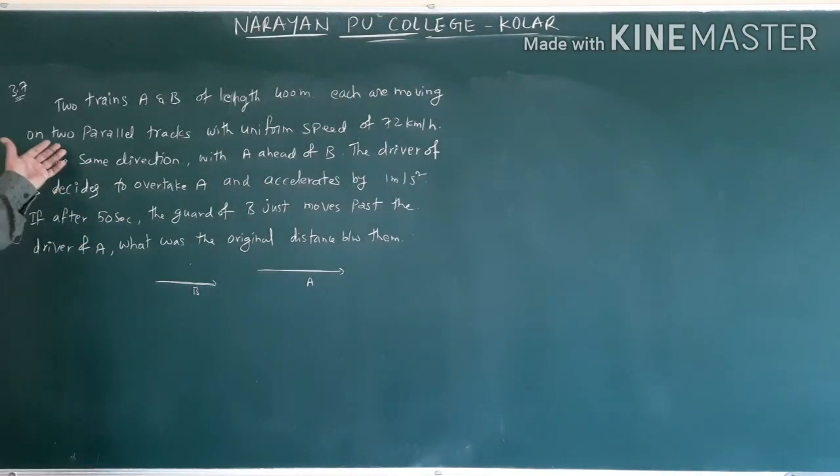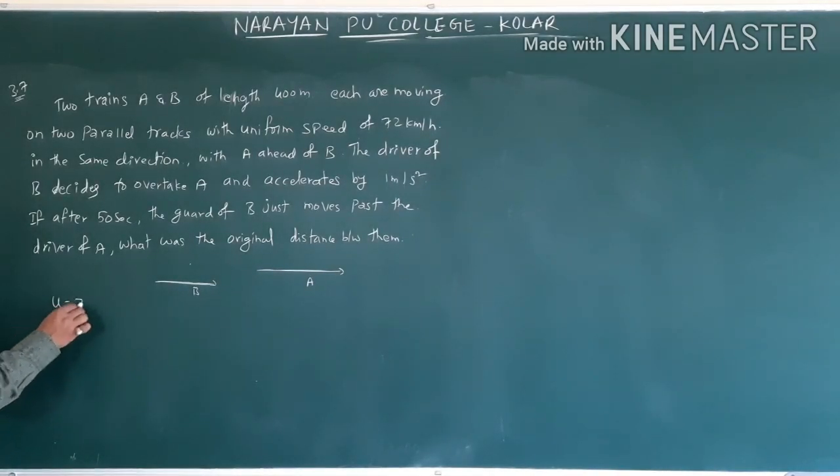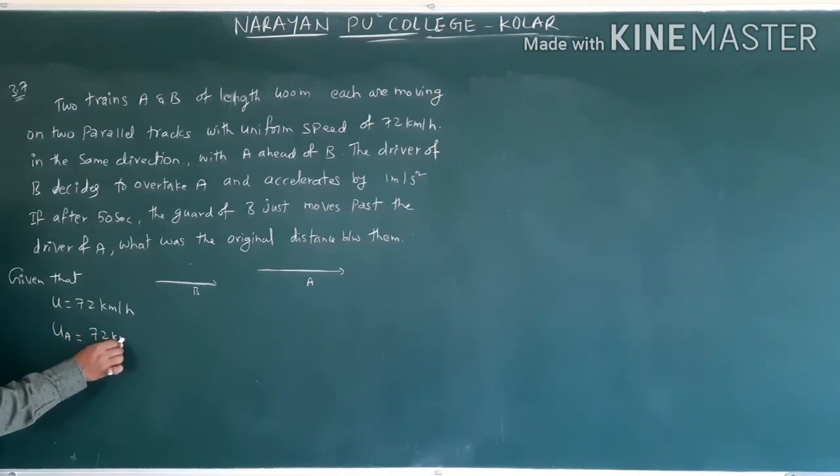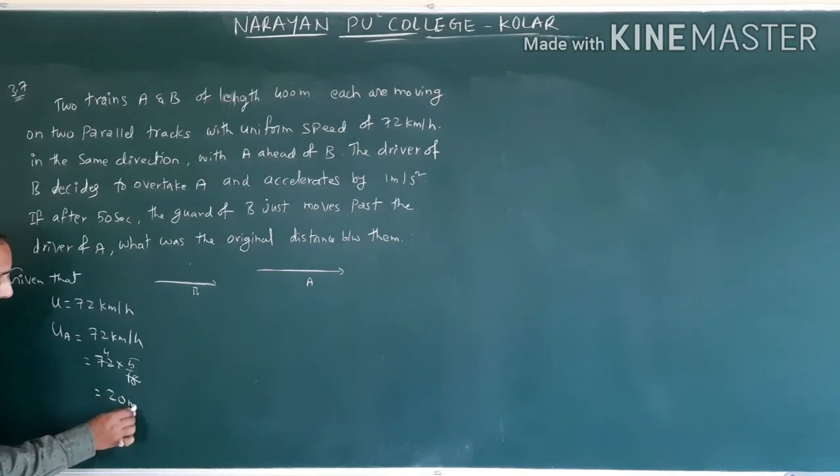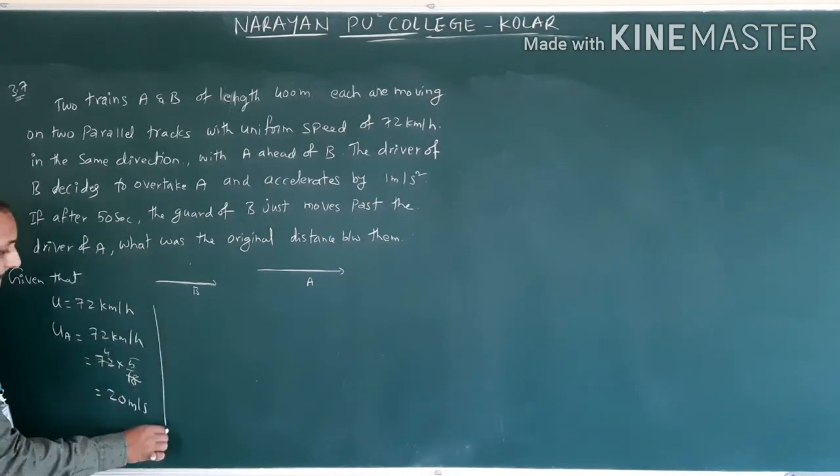What is the velocity on two parallel tracks with uniform speed? With uniform speed means the velocity, the speed, is constant. That is nothing but U is equal to 72 km per hour. In these two trains, UA: convert into meter per second. 72 into 5 by 18. So 4 into 5. So UA is 20 meter per second.